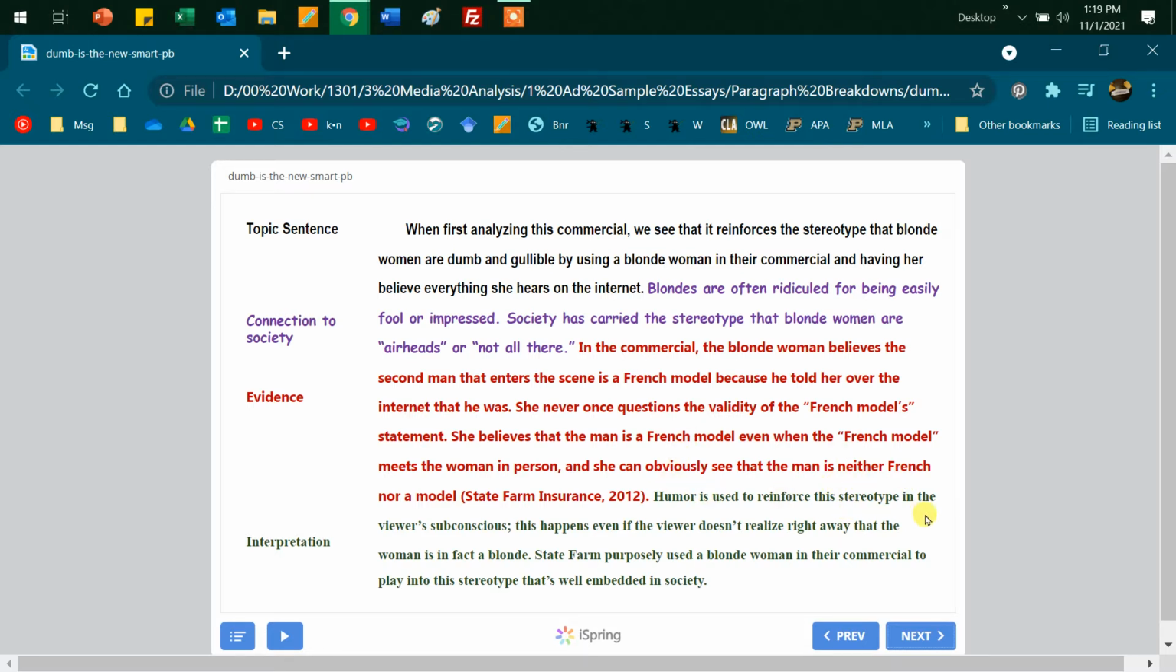Humor is used to reinforce the stereotype in the viewer's subconscious. This happens even if the viewer doesn't realize right away the woman is, in fact, a blonde. State Farm purposely used a blonde woman in their commercial to play into this stereotype that's well embedded into society.